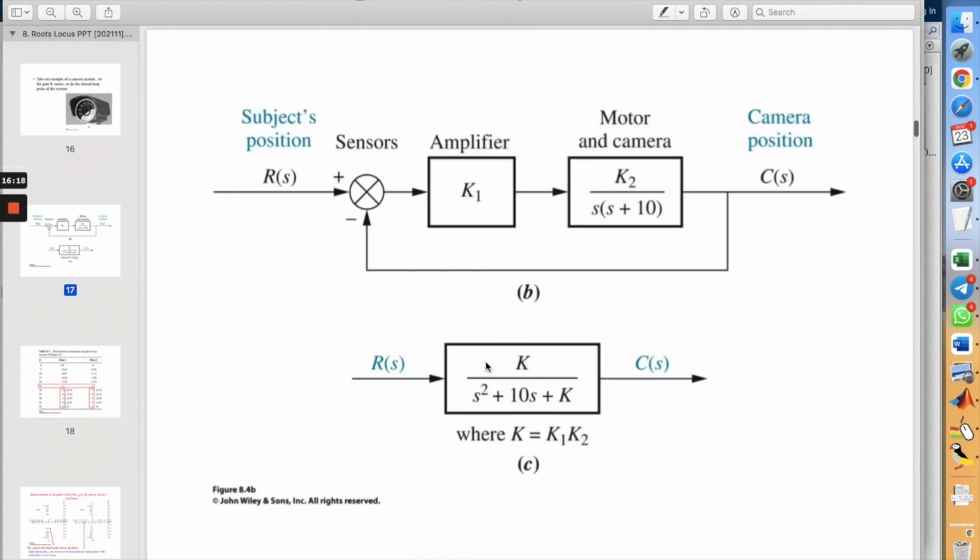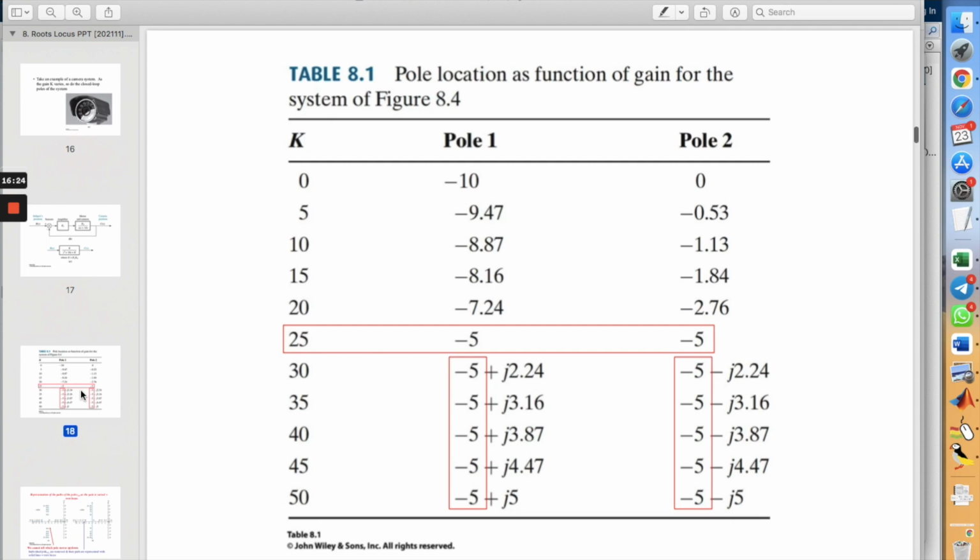Okay, this is the example. This is the characteristic equation. When we change the value of k, what we get is this. We get a different value of closed loop poles.